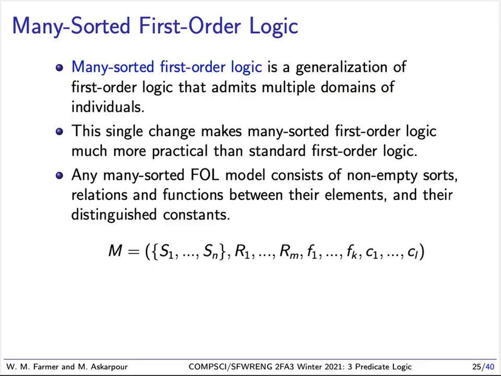Many-sorted first-order logic is the generalization of first-order logic, where instead of only one sort or one universe of objects that we want to model, we have more than one. And this single change makes many-sorted first-order logic much more applicable for practical scenarios. Any many-sorted FOL model consists of non-empty sorts, relations and functions between their elements, and their distinguished constants. So basically, the definition of many-sorted FOL models is different from FOL models only in the first part, in which we have a set of sorts instead of only one.